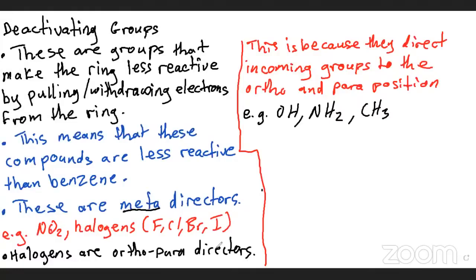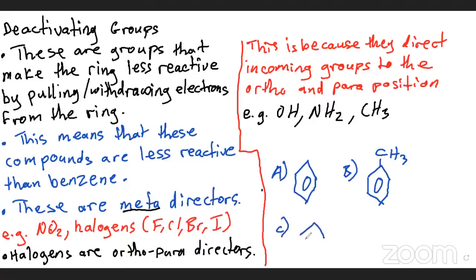All right, so based on these two pieces of information, let me see if I can answer this question. If you were to arrange these three compounds in order of reactivity, from least reactive to most reactive, which one would be the least? Halogens are just ortho para directors.